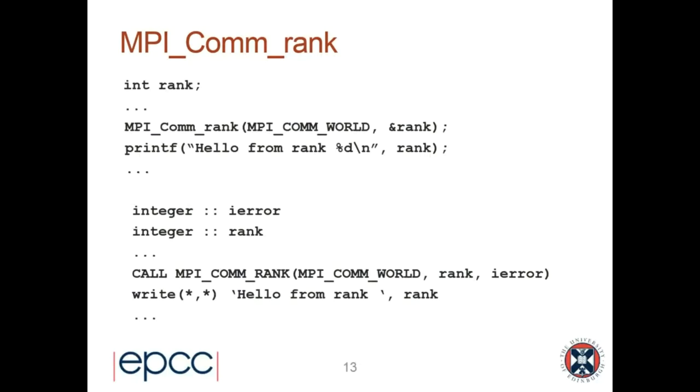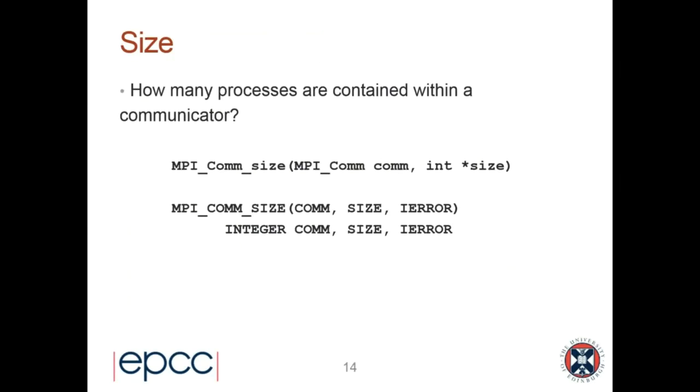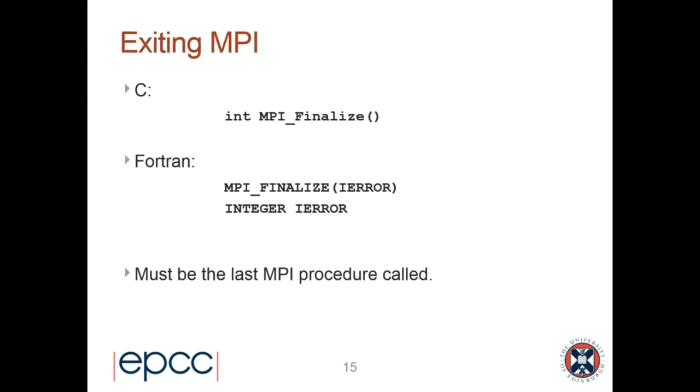A, how big is the communicator? How many of us are there? And B, what is my rank, and the rank is guaranteed to be in the range 0 to size minus 1.